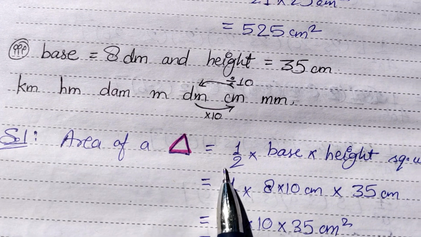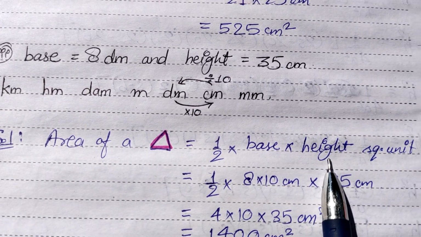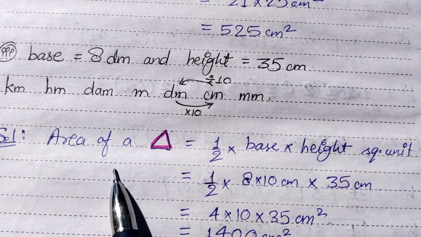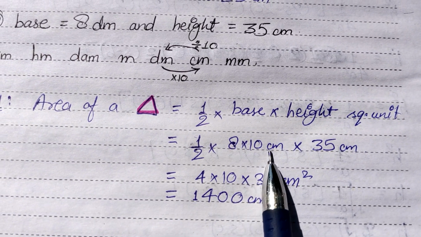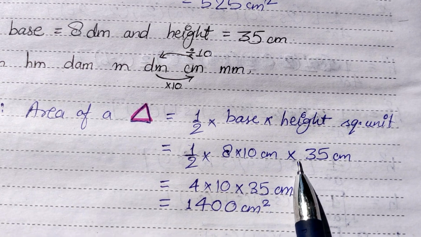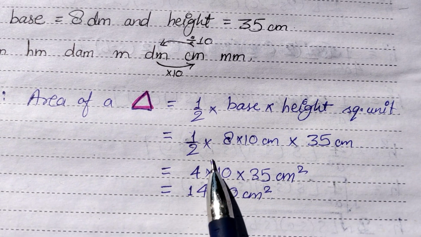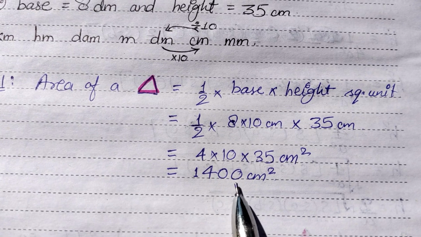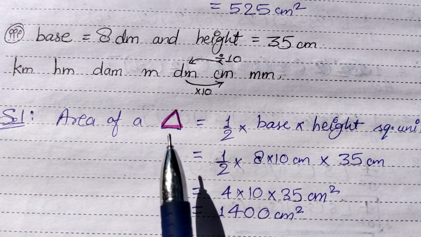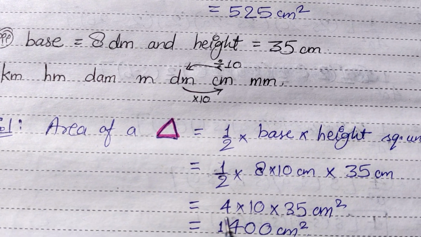Now area of triangle, as we know, is 1/2 into base into height square unit. So put the given values in the formula. We have 1/2 into 8 into 10 into 35. Calculating this, we have 4 into 10 into 35, that is 1400 centimeter square is the area of the triangle. Now see the next question.